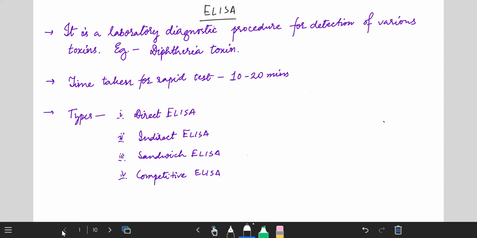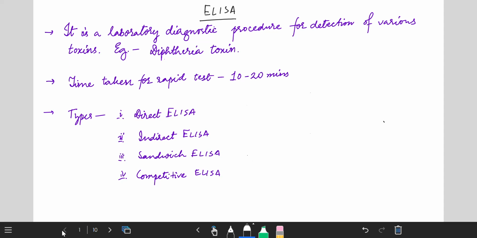Now, what is the time needed for this test? The time actually takes 2 to 3 hours, but a rapid test takes 10 to 20 minutes. Enzyme-linked means an enzyme is used to label one of the components of the immunoassay. It can be antigen or antibody. And immunosorbent means an absorbing material is used that specifically absorbs the antigen or antibody present in the serum. And the absorbing material can be polystyrene or polyphenol.